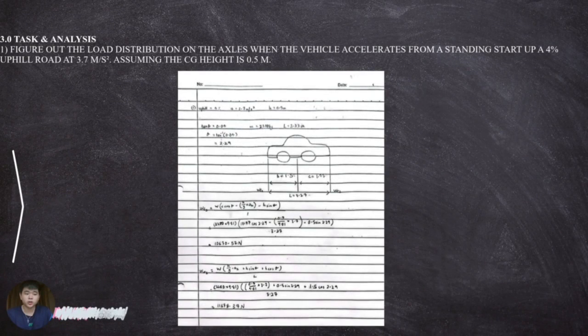My name is Jaren. I'll be presenting the 3.0 task analysis. So for task 1, we are required to figure out the load distribution on the axle when the vehicle accelerates from a standing start up a 4% uphill road at an acceleration of 3.7 meters per second squared, assuming the center of gravity height is 0.5 meter. To solve this question, we have to use the formula of dynamic load transfer during acceleration.